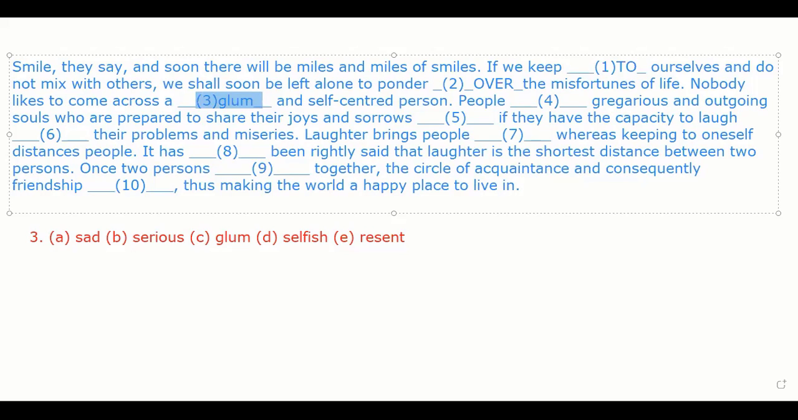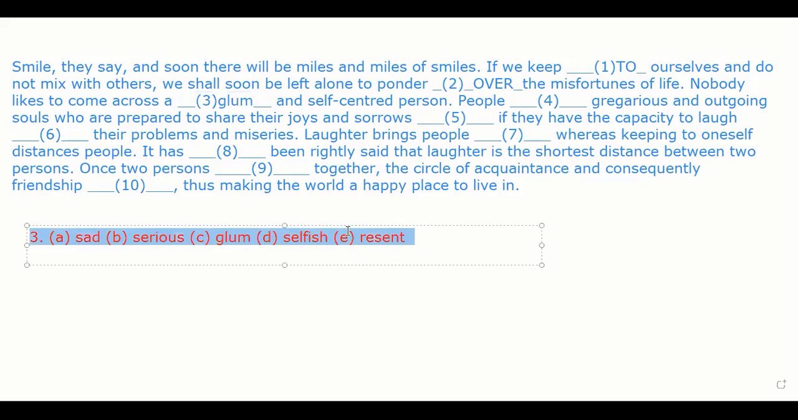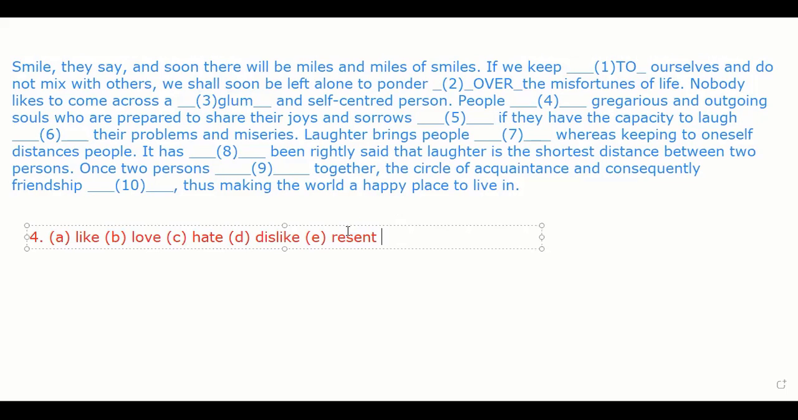Okay. Next one, fourth one. Let's try this one. Like, love, hate, dislike, or resent. Think over it, and then we are going to do it. Nobody likes to come across a glum and self-centered person. People dash gregarious and outgoing souls.